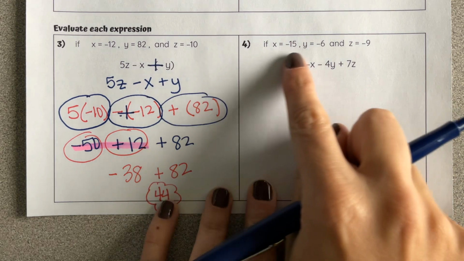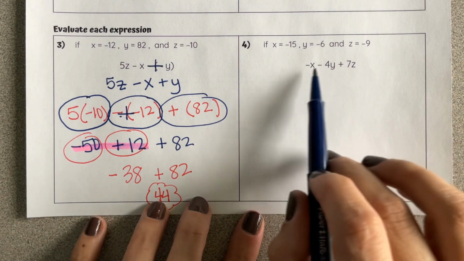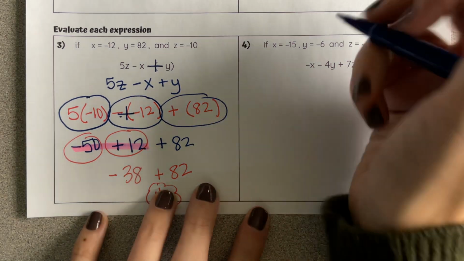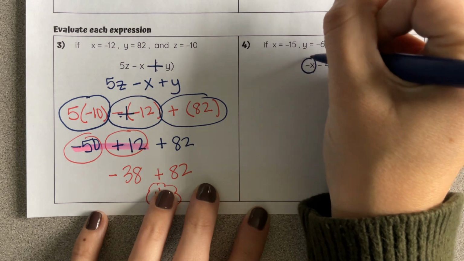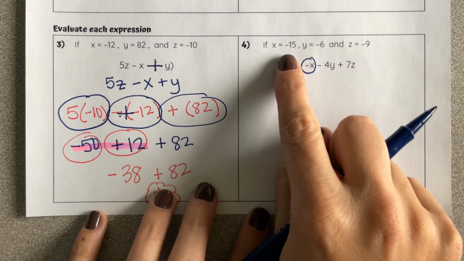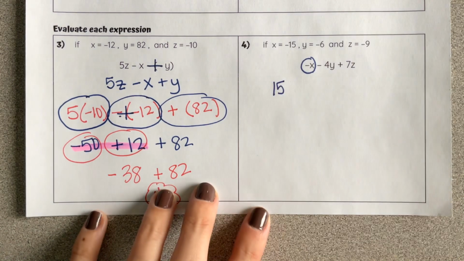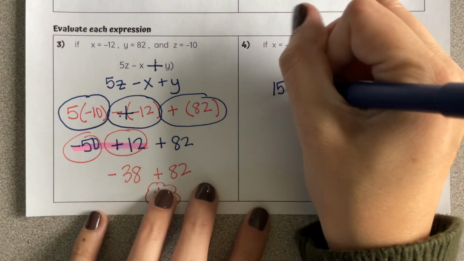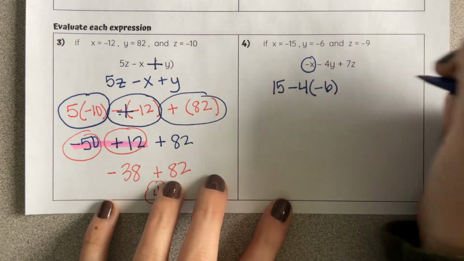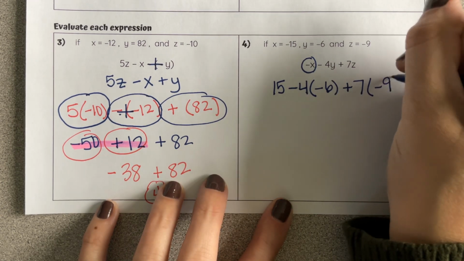Number 4, we're going to use these values up here as we're plugging in. I don't have any double negatives or anything yet to start switching in, so I'm just going to start plugging in. Right here, if I want to, I can look at this and it says the opposite of x. Well, the opposite of negative 15 is positive 15. Minus 4 times our y value of negative 6 plus 7 times our z value of negative 9.